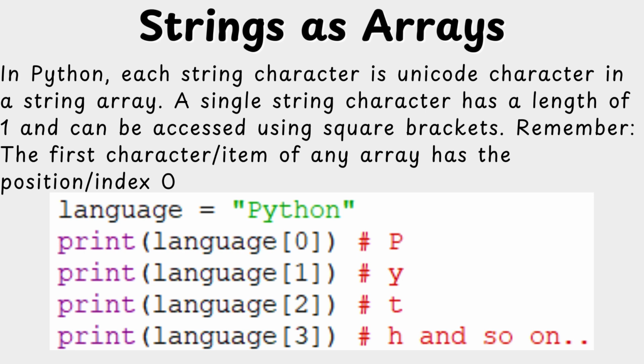If I do the same thing, but this time I put 1 inside the square brackets, then it gives me Y, which is the next letter. Then I put in 2, then it gives me T, which is the next letter. And then I put in 3, it gives me H, which is the next letter, and so on. Note that every character, even a space, has this index.